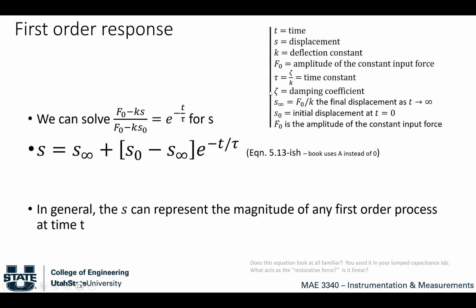Hopefully this makes it a little bit easier, and maybe you can pause the video and look through those. And we're trying to solve this equation that we simplified down in a previous slide. So if we're trying to solve this for S, then we get S is equal to S at its steady state or infinity plus the difference between the start point and the steady state point. And then we have our time constant and the actual time over the top. And you can see that this is equation 513-ish because the book uses A instead of not.